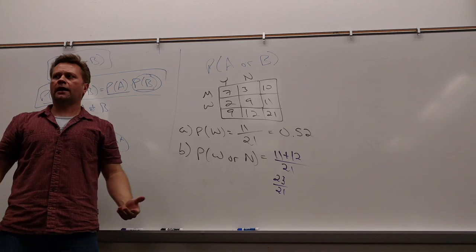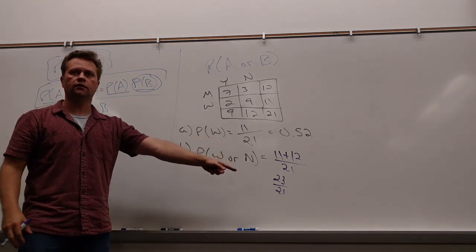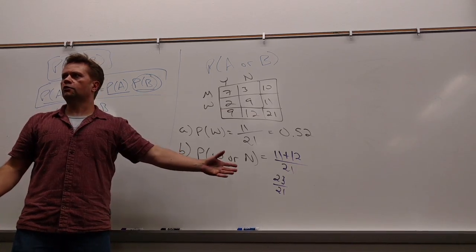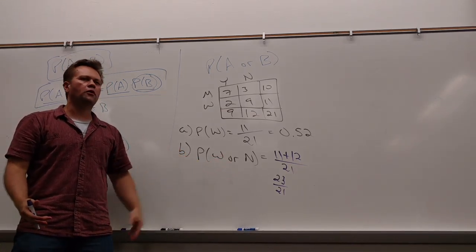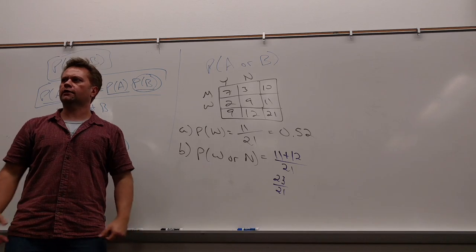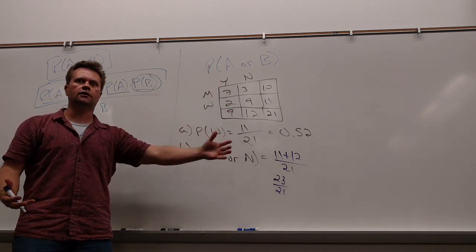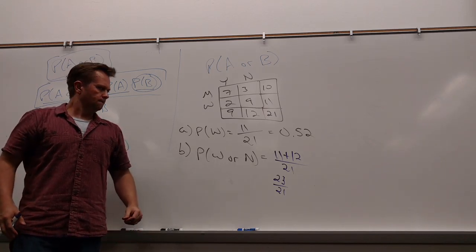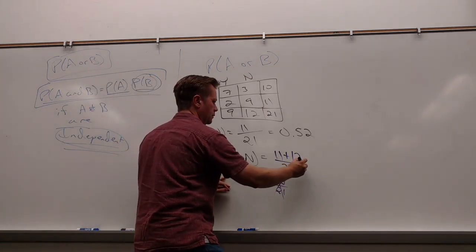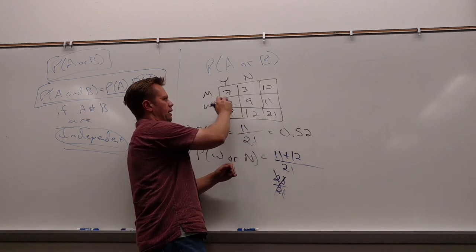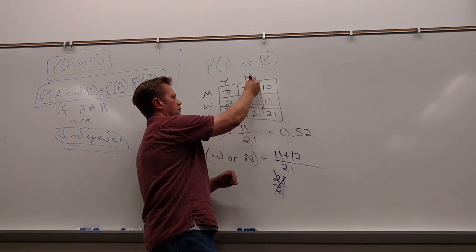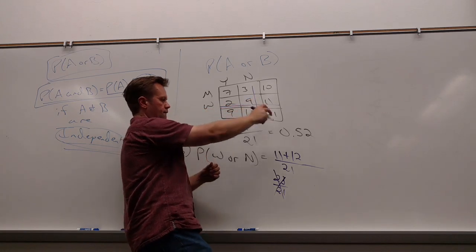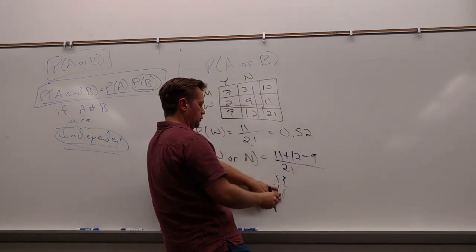23 over 21. Why is that bad for a probability? It's supposed to be a probability. It's bigger than one. You can't have a more than 100% chance of something happening. Also, I don't know what that means, right? So that's no good. That's telling me I made a mistake. So how many people did I count twice? Nine. I counted 9 people twice. I like it. So what does that actually become?